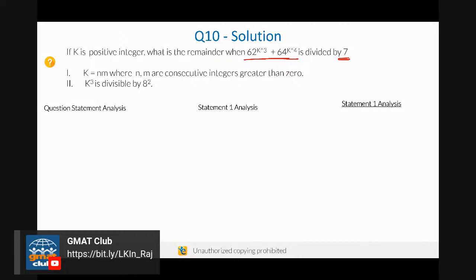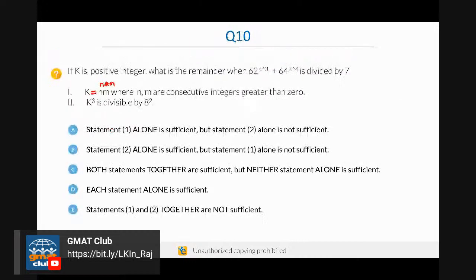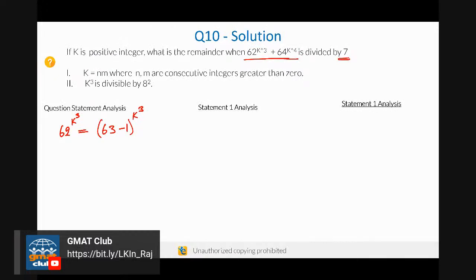Let's focus on 62 to the power k to the power 3. I'm going to express that as 63 minus 1 to the power k to the power 3. Yes, these are the same questions, Lavesh. Now, with this new knowledge, you can really see the accuracy is much higher. So, what are the cases over here? What's the remainder of this going to be?